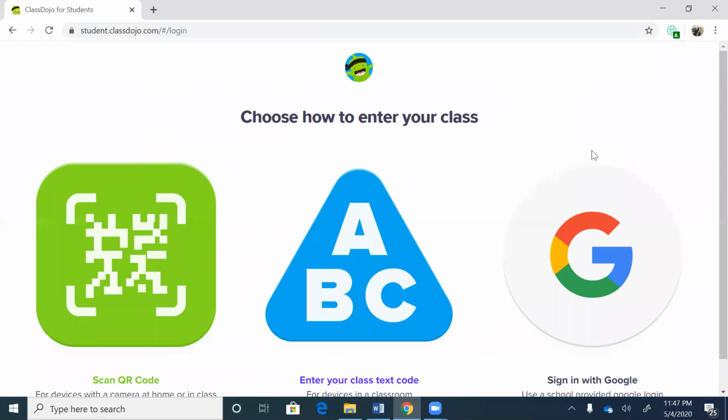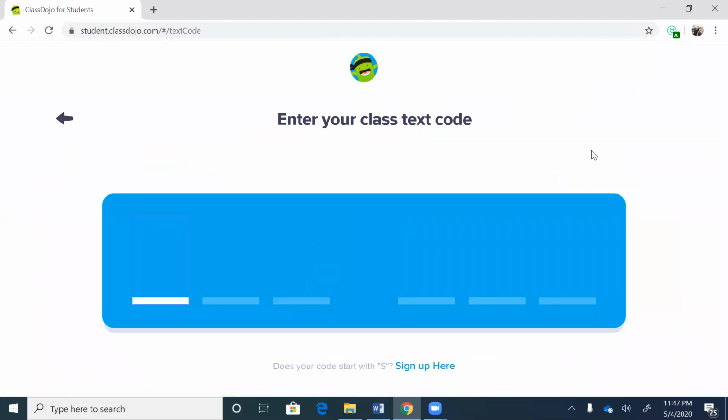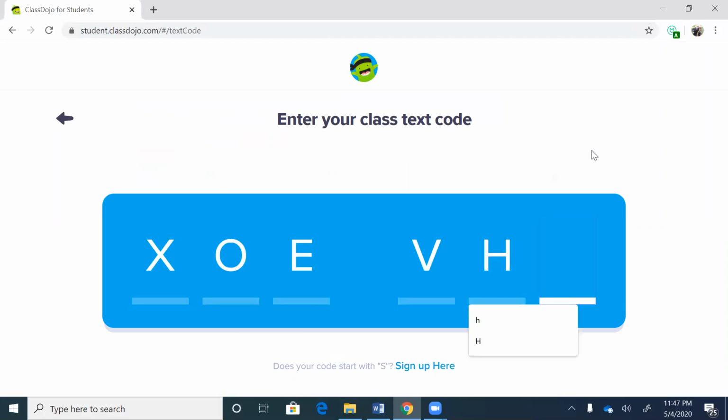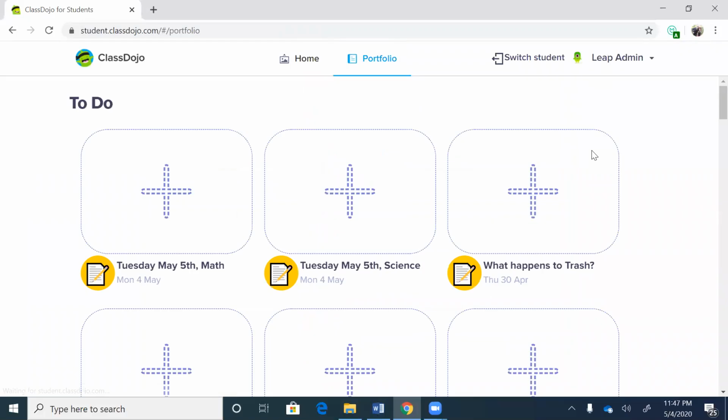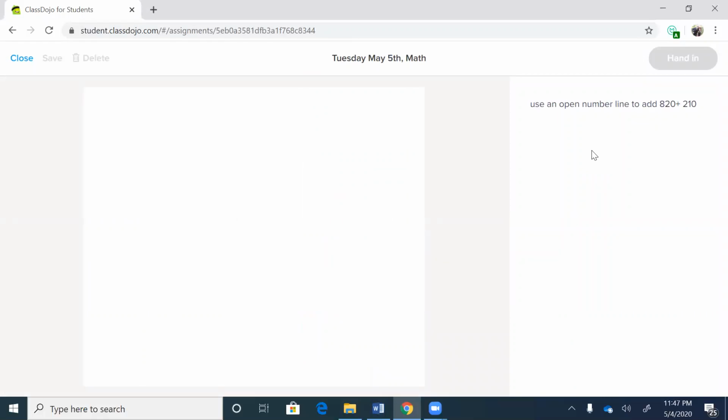All right, I have to get the code and it's written down, I think. Yes. All right, here we go. Get your name, portfolio, and here it is, Tuesday, May 5th, math. Use an open number line to add 820 plus 210. You got this, guys. Remember, look at the hundreds first and make that jump. Then go to the tens and then go to the ones. Maybe you have a different way of doing it. Remember, there's more than one way to do it, so I don't want to discourage you from trying your own way to break apart that number.